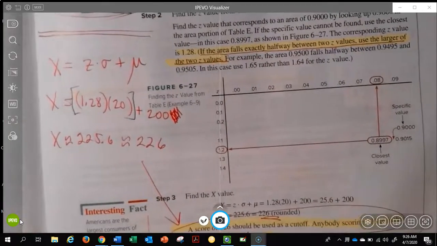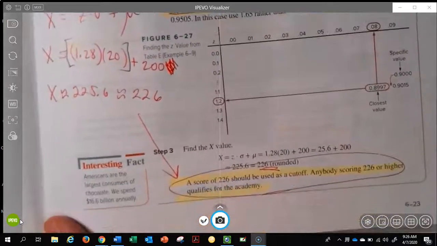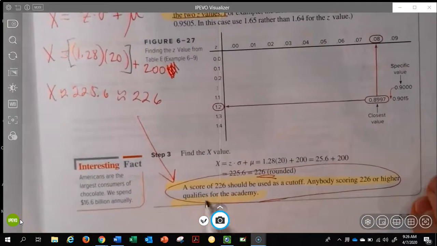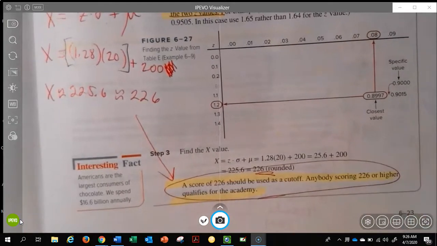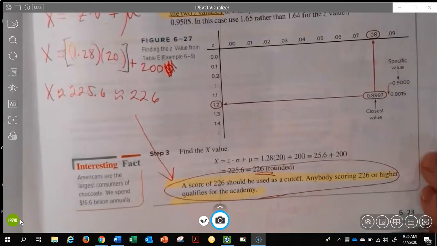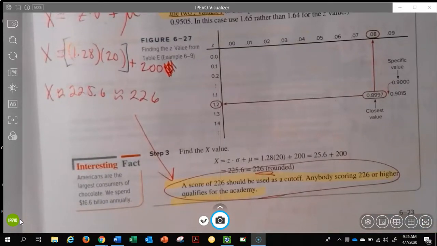At the very bottom of the page, it says a score of 226 should be used as a cutoff, and anybody scoring higher than that qualifies for the academy. We've answered the question at the beginning that said what score. If you're not clear on what we just did, this is a great place to pause, go back and look at all the information, and start and stop the video until it makes sense to you.